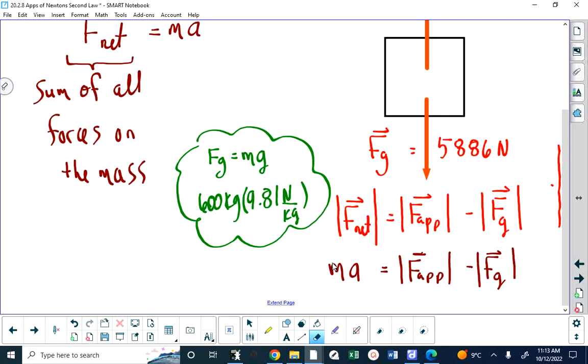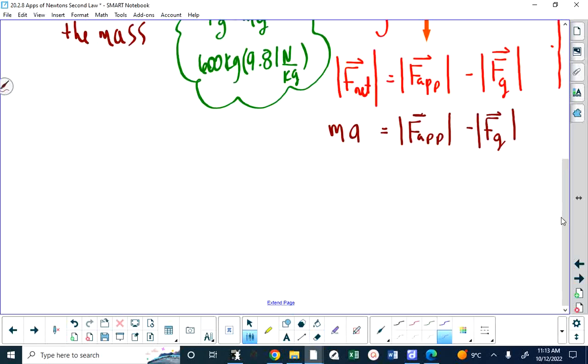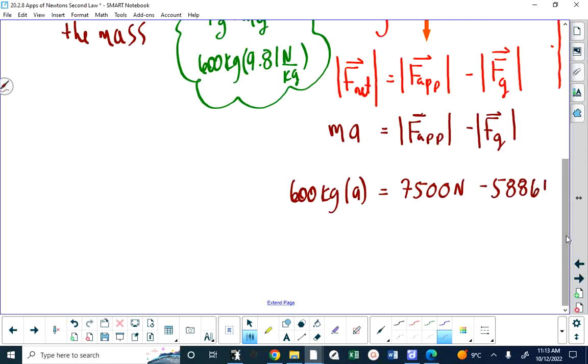So the bottom line here is now we can put in all of the numbers. We have the 600 kilograms times the acceleration equals the 7,500 newtons upward minus the 5886 newtons that are downward. And I'm not putting a negative there, I'm just subtracting.